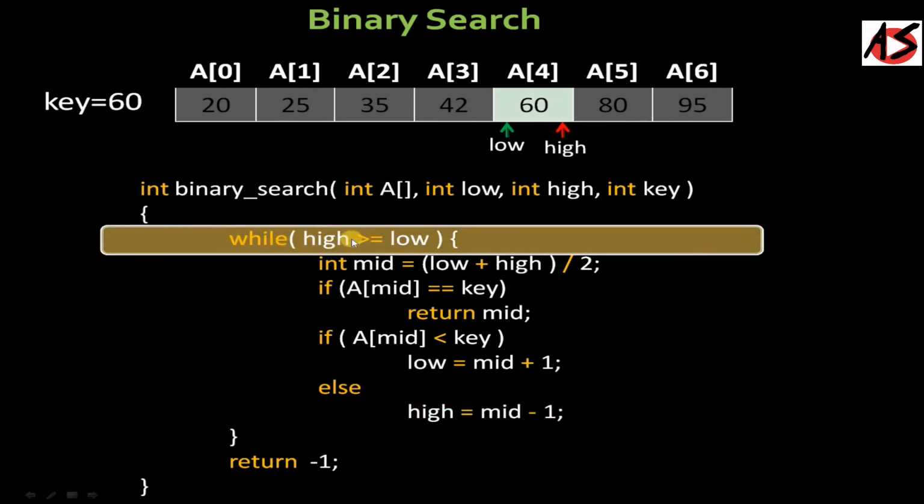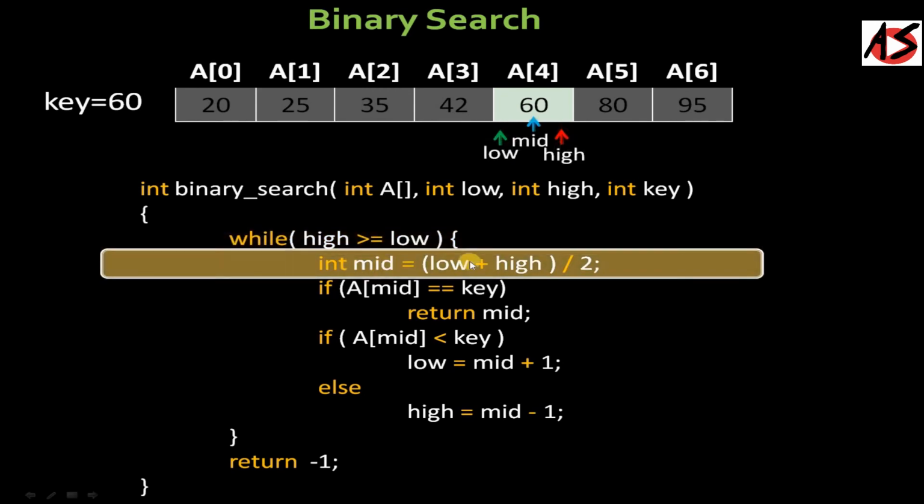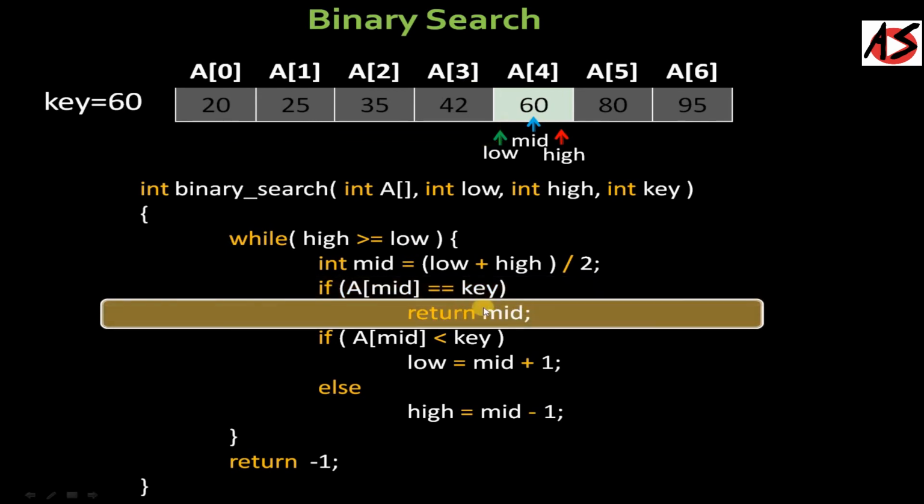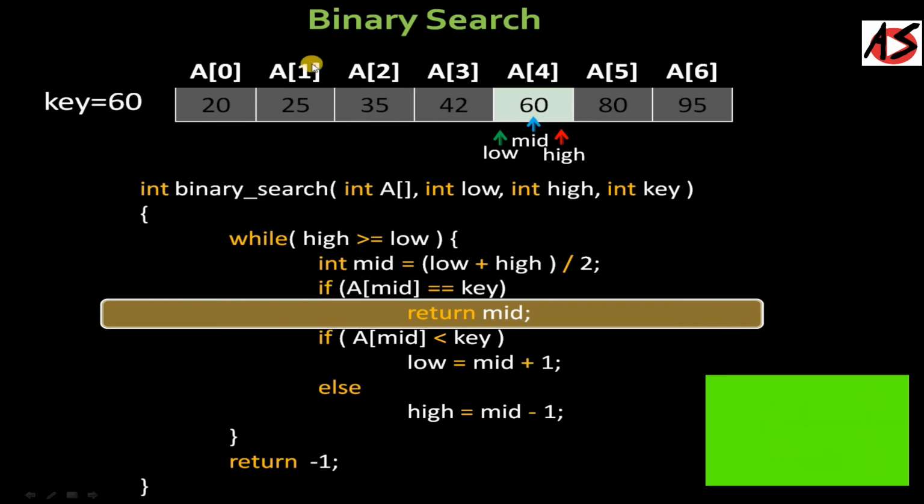Now you again check your while condition, that is high is greater than or equal to low. The condition is true because your high and low are both pointing to 4. So you take your mid value equal to (low plus high) divided by 2. So here mid is also 4. Now you check whether mid is equal to key. Here you can see 60 is equal to 60. So you return the index, that is 4. So this is how you can search your element in binary search.